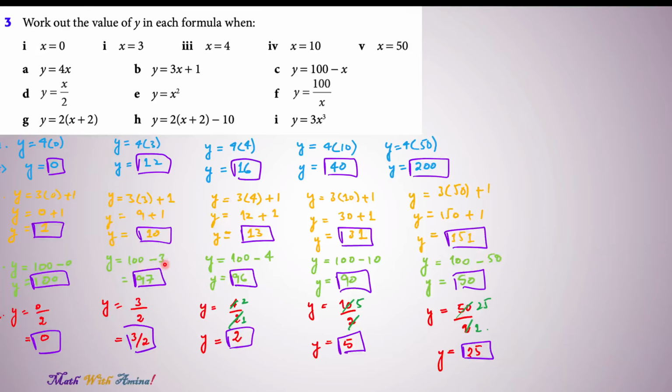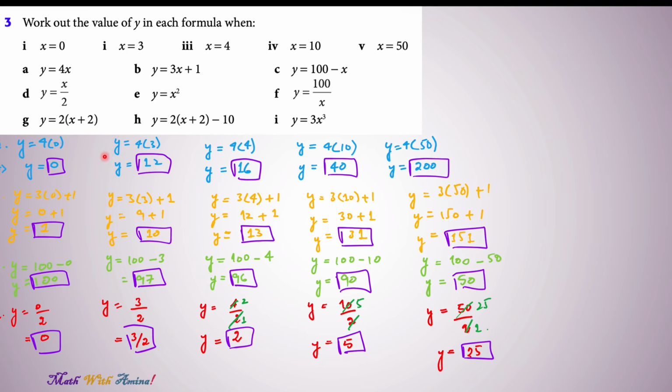When we subtract 3 from 100, we get 97, so y is equal to 97. When 4 is subtracted from 100, y becomes 96. When 10 is subtracted from 100, y becomes 90. When 50 is subtracted from 100, we get y is equal to 50.